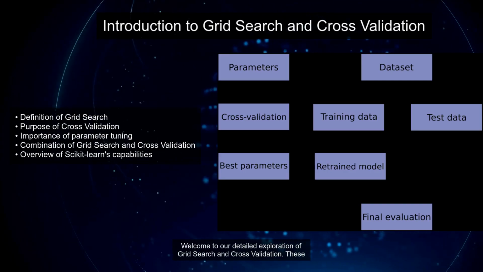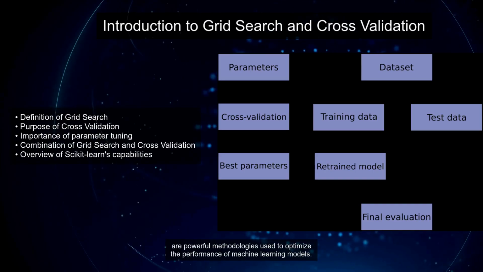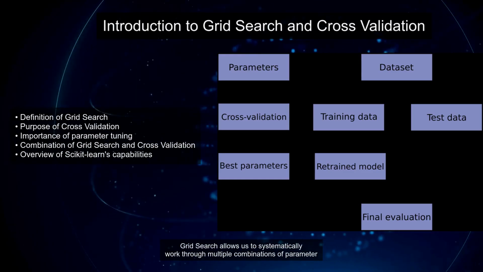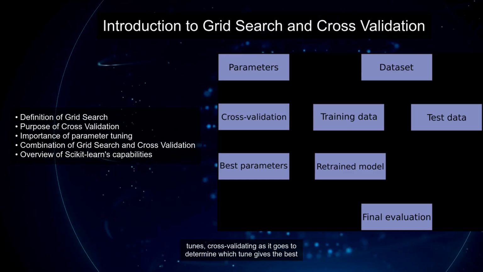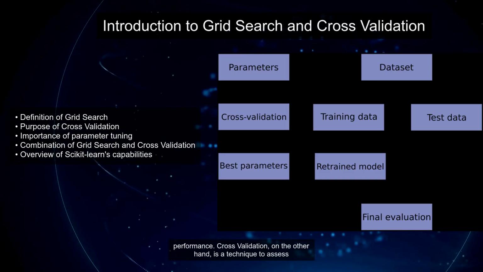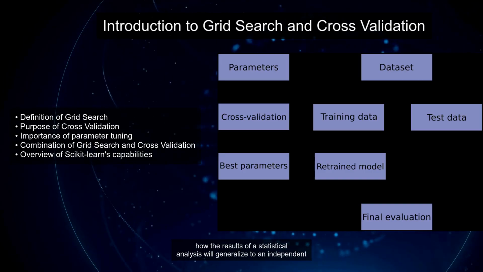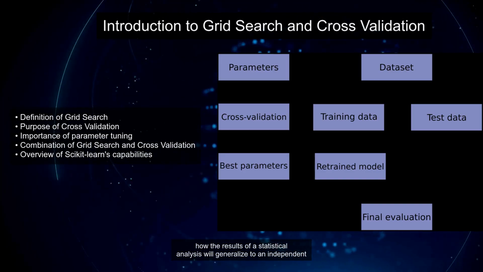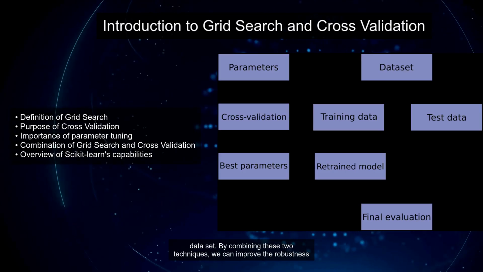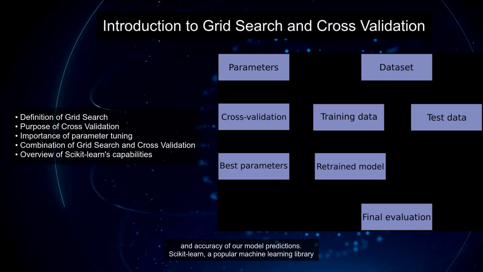Welcome to our detailed exploration of grid search and cross-validation. These are powerful methodologies used to optimize the performance of machine learning models. Grid search allows us to systematically work through multiple combinations of parameter tunes, cross-validating as it goes to determine which tune gives the best performance. Cross-validation, on the other hand, is a technique to assess how the results of a statistical analysis will generalize to an independent dataset. By combining these two techniques, we can improve the robustness and accuracy of our model predictions.